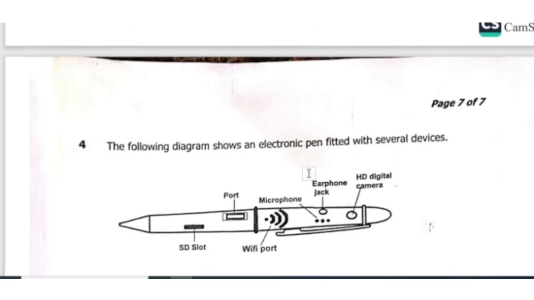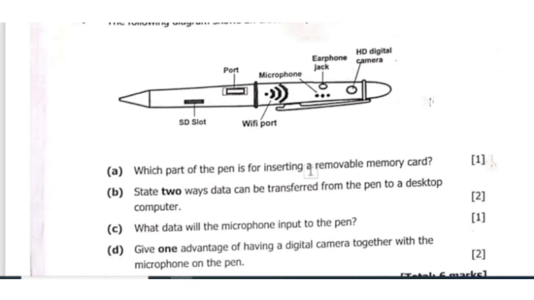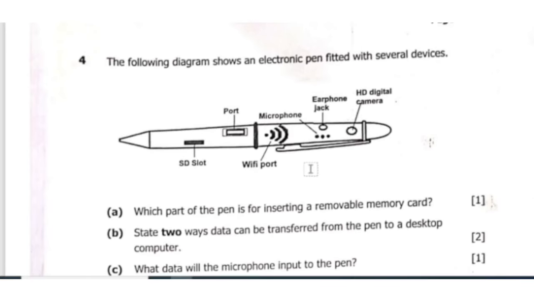Okay, so now we go to question number 4. We have got this pen. The following diagram shows an electronic pen fitted with several devices. So this is a stylus that has also got different things. Which part of the pen is for inserting a removable memory card? Where you put the removable memory card is the SD slot. That's where you put your memory card.